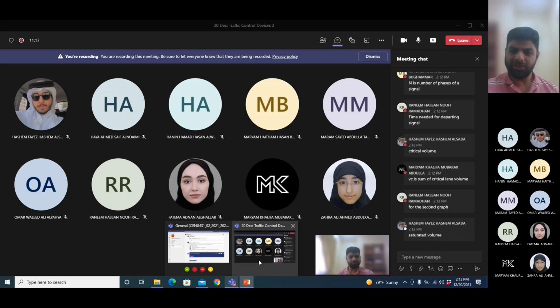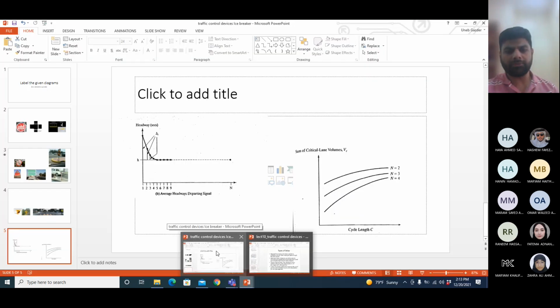The maximum volume. So we had an equation for VC, saturated volume. That's fine. Saturated volume capacity, right? Capacity. So VC is the capacity. We had an equation for capacity. In that equation, we tried different values of n, number of phases, and we tried different values of C, and then we plotted the graph. Okay. The graph on the left-hand side then.